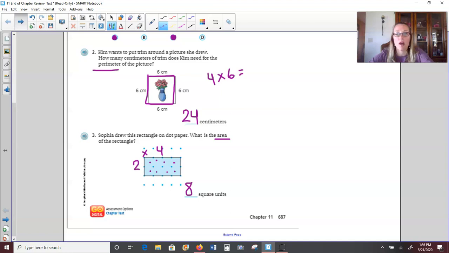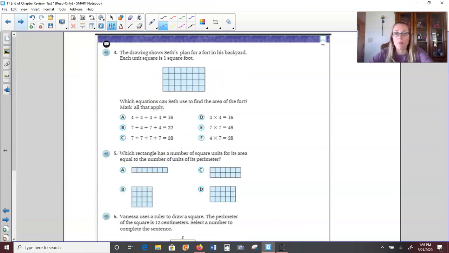Alrighty, cruising along to our next page. Number 4 says the drawing shows Seth's plan for a fort in his backyard. Each unit square is 1 square foot. Okay. Which equations can Seth use to find the area of the fort? Mark all that apply. So area is length times width.